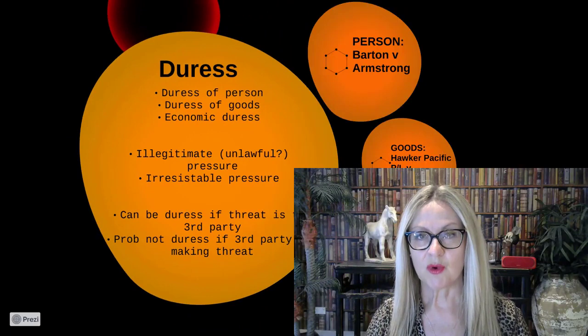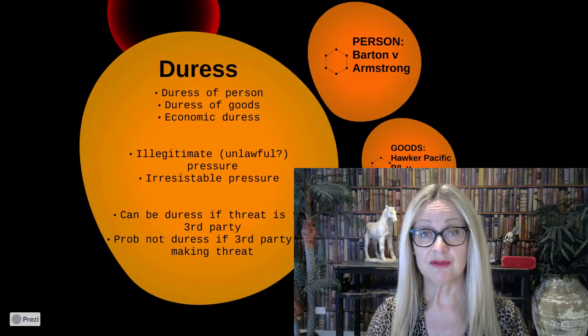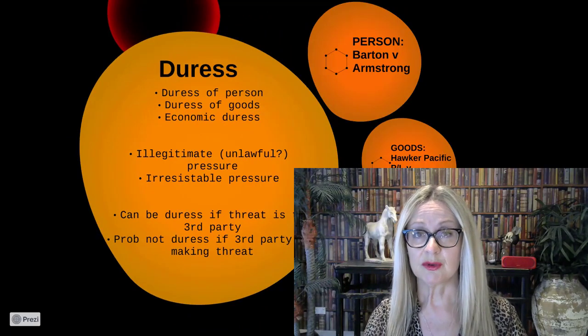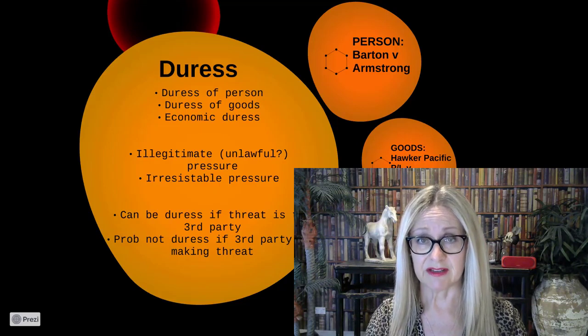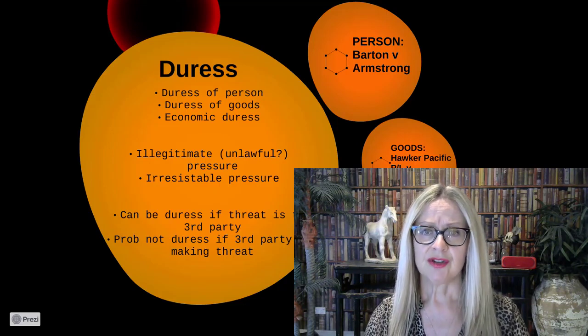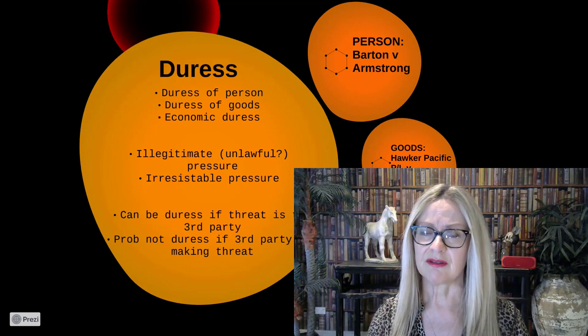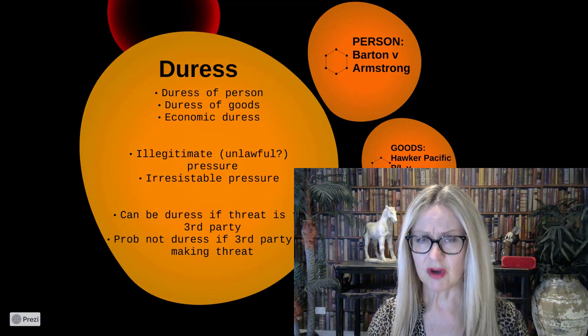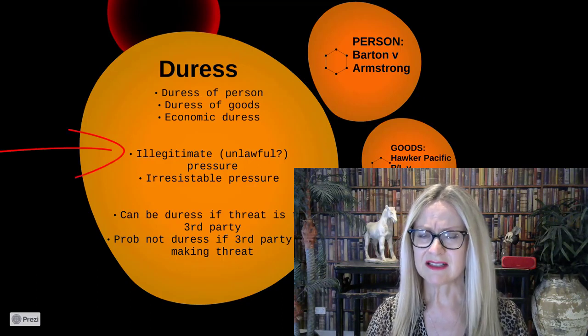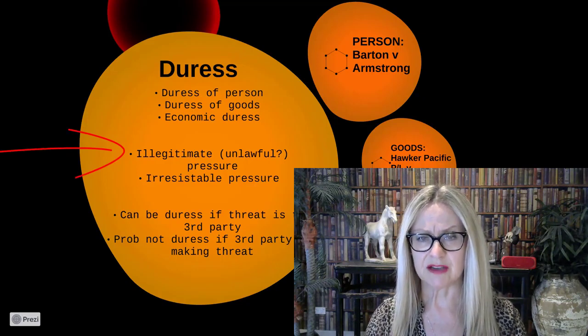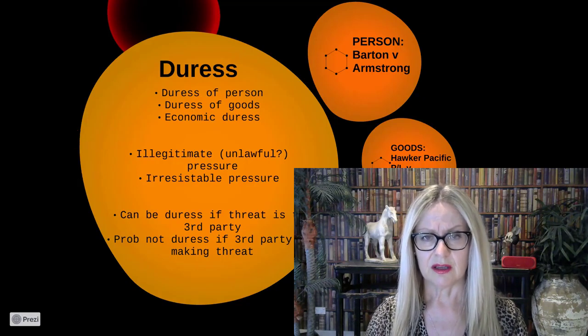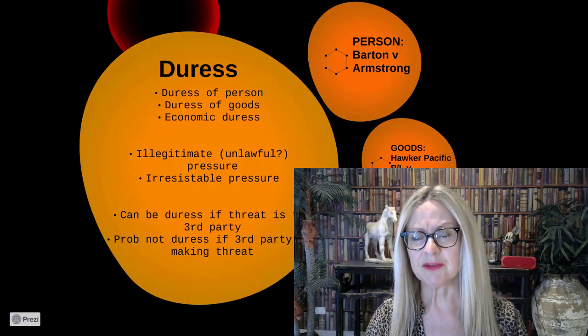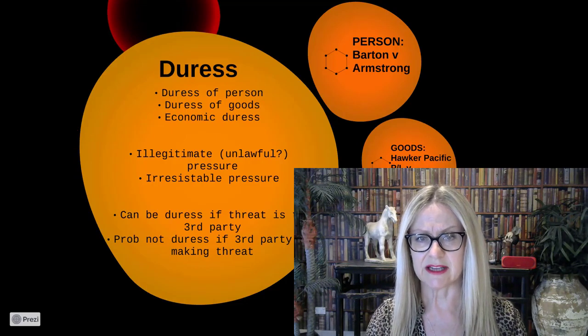Now, as we said before, there are 3 different types of duress: duress of person, duress of goods, and duress of money, that is economic duress. You need to show that the threat you're complaining about constituted illegitimate pressure. That test was introduced by Justice McHugh in the Crescendo Management case, High Court case in 1988.